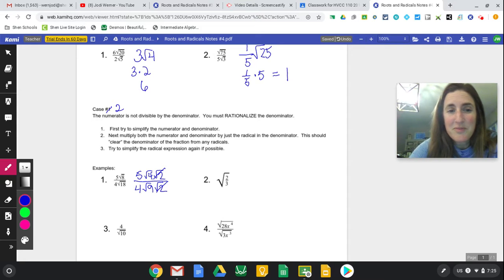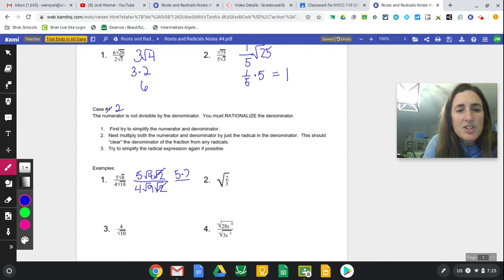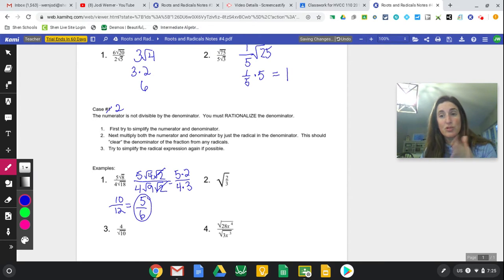Genius. Those are gone. And now if you think about it, what's the square root of 4? 2. So this is really 5 times 2 on top and 4 times 3 on the bottom. Well, 5 times 2 is 10. 4 times 3 is 12. And if I'm simplifying this fraction, 2 divides into 10 5 times, and 2 divides into 12 6 times. So that whole problem, which looked really ugly in the beginning, is just 5/6. That was fun. Let's try another one.